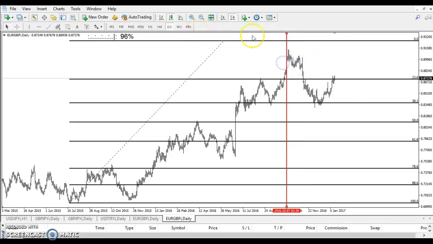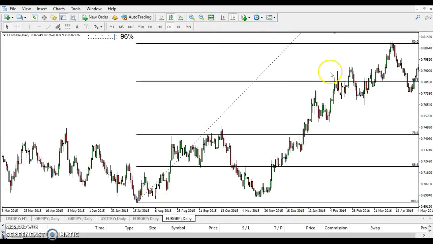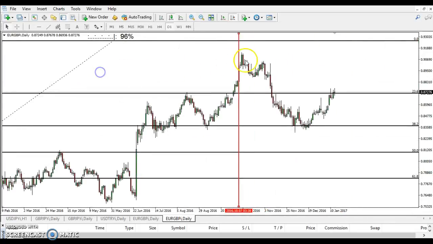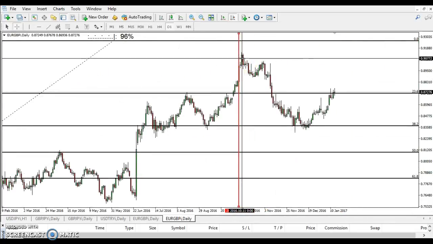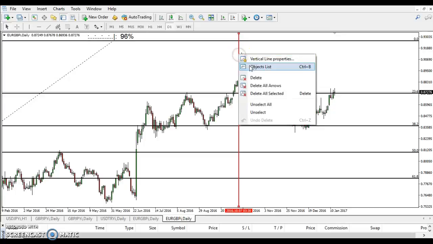Just for holding the trade longer than the average person. Okay. Yes, mind you, this would have took... let's go ahead and get rid of this.